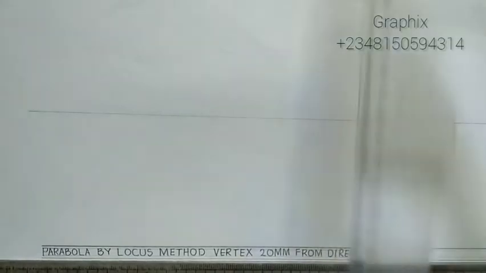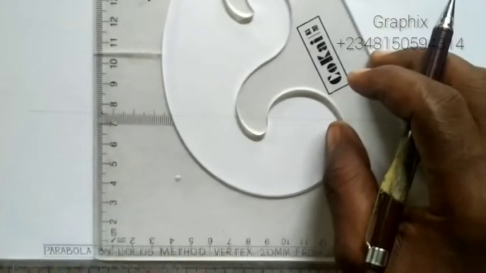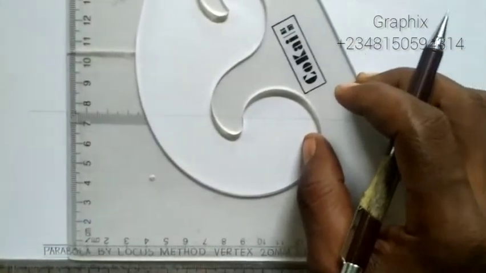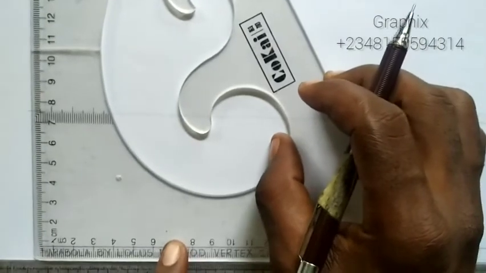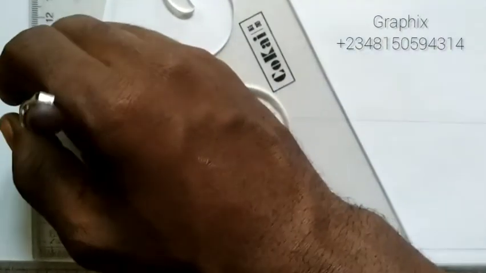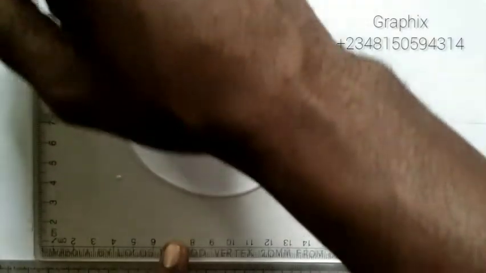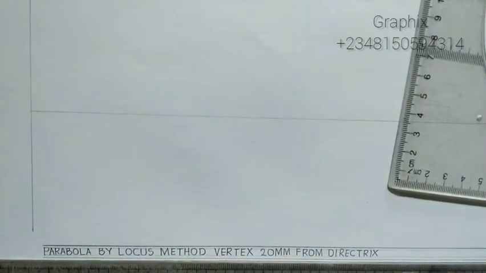Then the next thing you do is to draw the vertical line. Just place your t-square and your set square, and you draw it to meet at this point. That's the second thing you do. Now, this vertical line you see here is called the directrix. This line you're seeing is called what? The directrix.